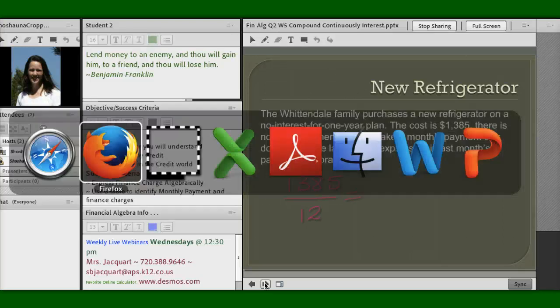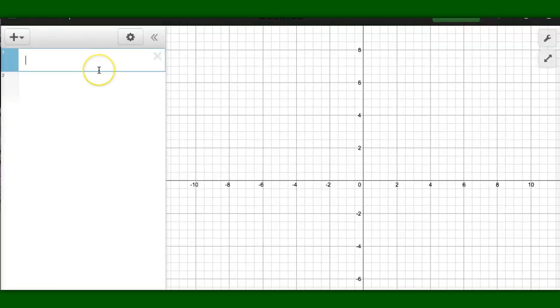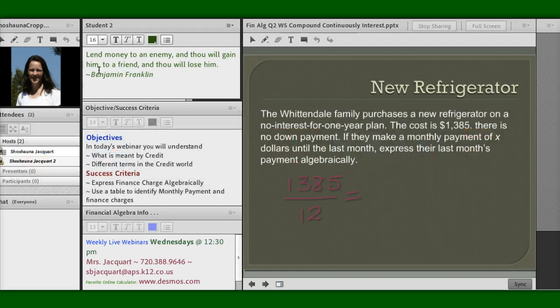So I'm going to go to Desmos.com because it's my favorite calculator. I'm going to take $13.85 and divide it by 12. Now it looks like $115.41, so 115.42. I'm going to round up because I told you you want to make sure that you pay stuff off. So this is per month.